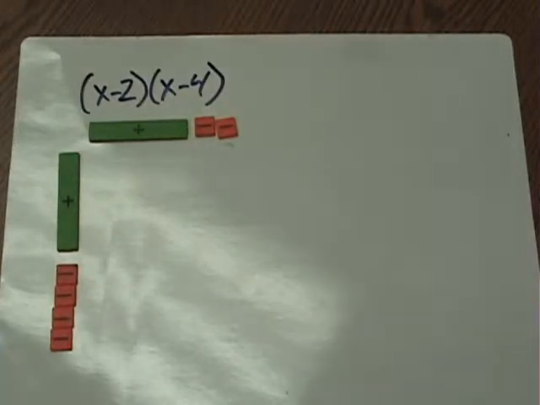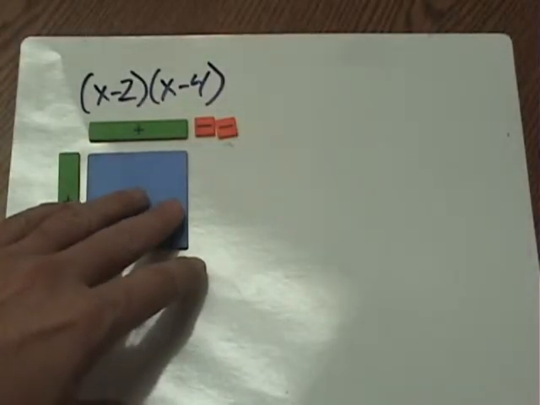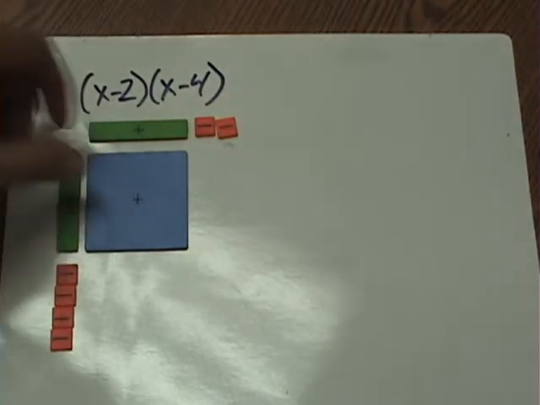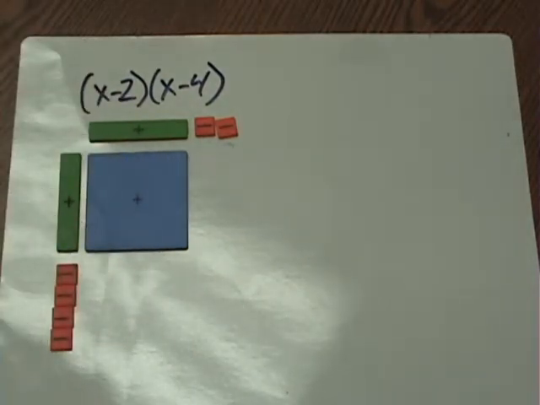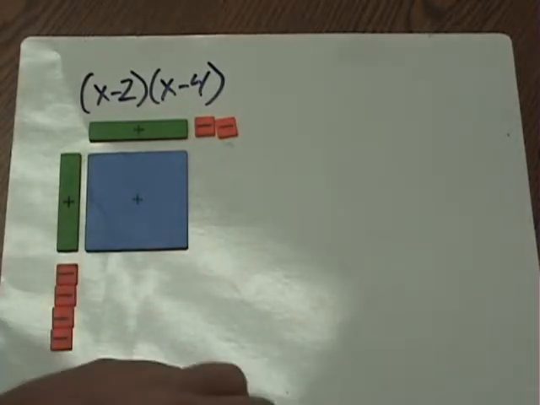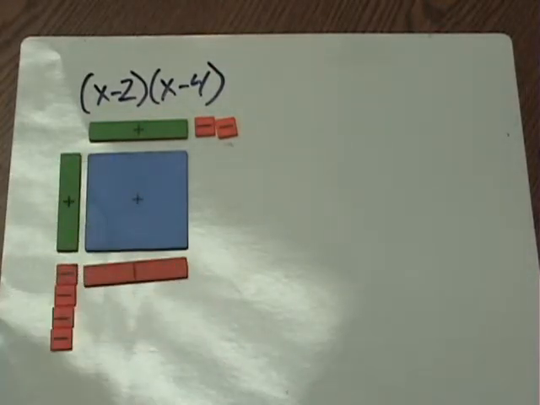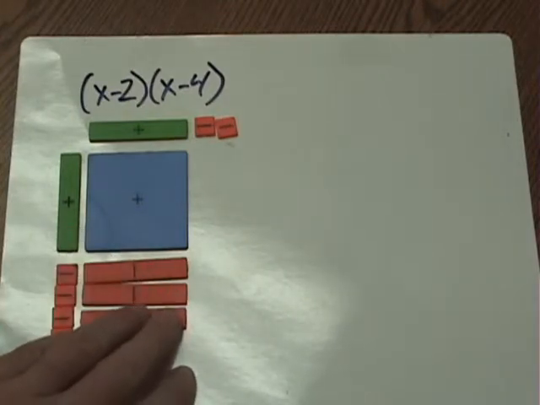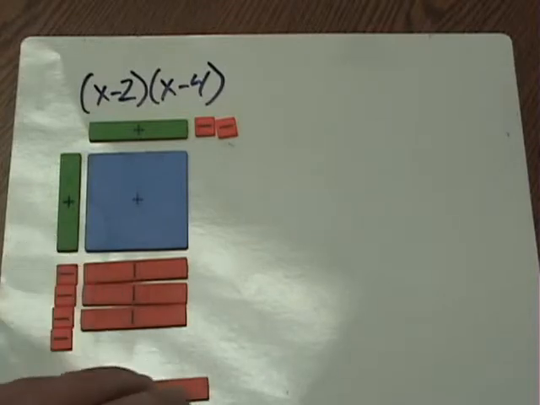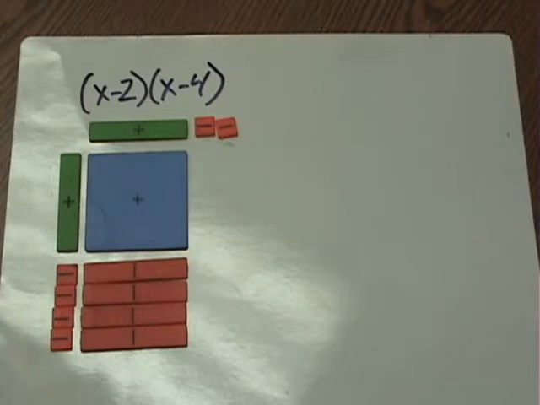Okay, and as we worked previously, if we take x times x, that's going to give us x squared, and we need to have something that is x dimensions by x dimensions to fit in here. Okay, we also need to have tiles that are x dimensions by 1 unit long, which is going to be our negative x tiles.